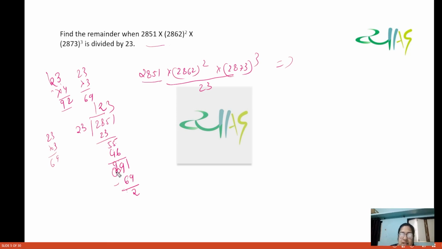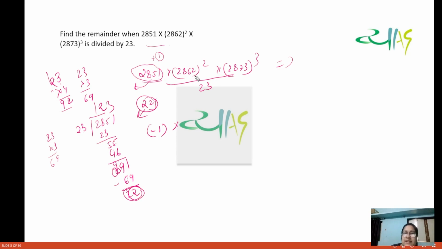This will become obviously 22. ओके, तो अभी जब आप 23 से 2851 को डिवाइड करते हैं तो आपको 22 रिमाइंडर मिलता है। अगर इसमें 1 और ऐड हो जाता, अगर ये 2852 हो जाता, जो कि हमने देखा कि 92 आया था 23 इंटू 4, तो ये कंप्लीटली डिविजिबल हो जाता ना। So instead of writing 22 as a remainder, I will write minus 1 as a remainder. Okay, I will write minus 1 as a remainder here.